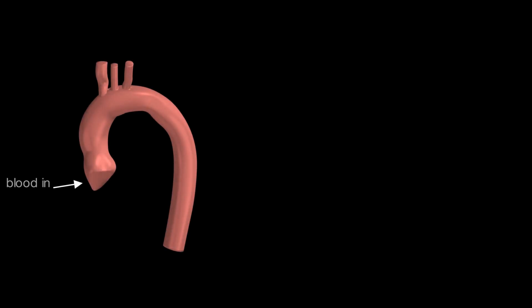Here's a patient-specific aorta meshed for a blood flow simulation. Flow enters at the root, driven by the heart. But at each outlet, you have to prescribe a boundary condition. What pressure should the solver impose here?